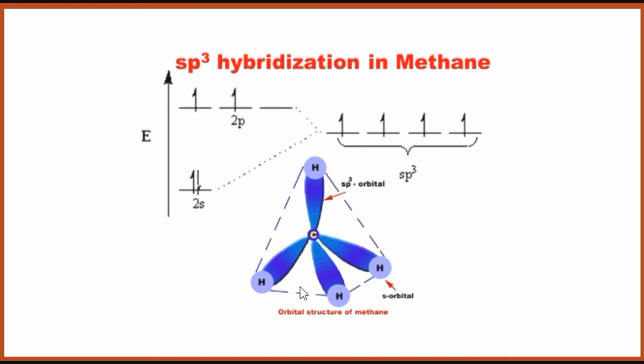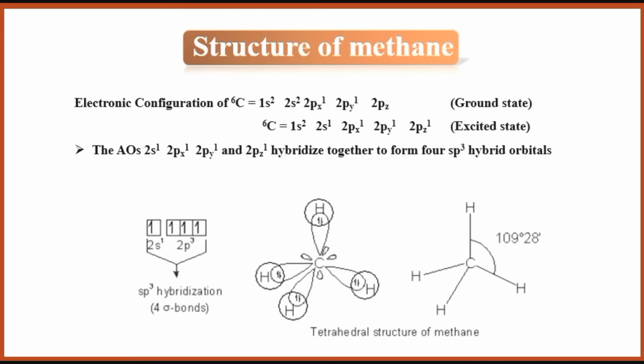And these four sp3 hybrid orbitals of the carbon atom would be oriented along the four corners of a regular tetrahedron, and every sp3 hybrid orbital would share its electron density with the one electron that resides in the 1s orbital of the hydrogen. So here the overlapped region has been shown with an electron pair.